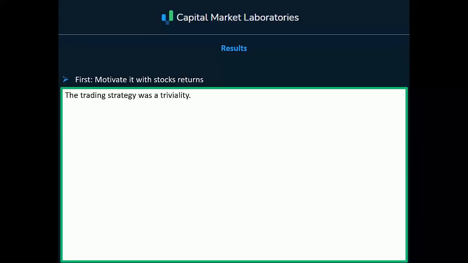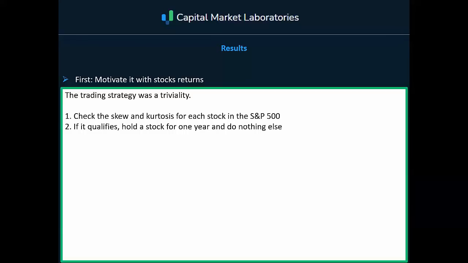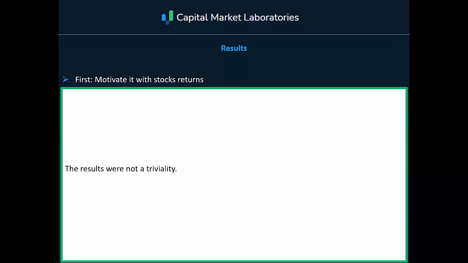There was nothing special I did here. I checked the skew and kurtosis for each stock in the S&P 500. And if it qualified, I held the stock for a year and I did nothing else. I used no technical analysis. I didn't check if I should hold it for 6 months or 3 months or 9 months or 17 weeks. I didn't rebalance the S&P 500. That was a triviality. That's the entire strategy. It's not clever. It's the results that are not a triviality.